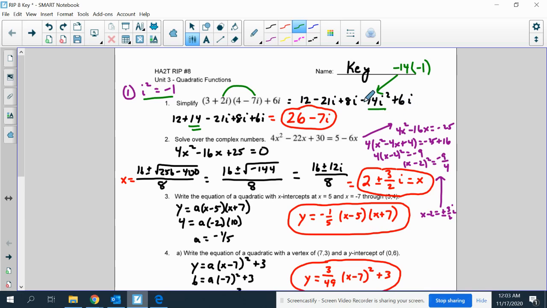Also, a lot of people left it in terms of i in their answer. When we simplify something that's in complex numbers, we don't want to keep i squareds. We want to make sure that our answer just has real parts and imaginary parts, and then i squared gets simplified. Problem 2, you probably want to move everything to one side.